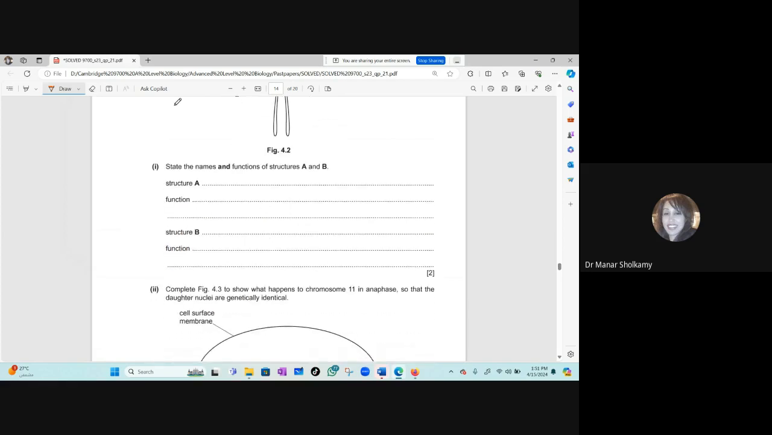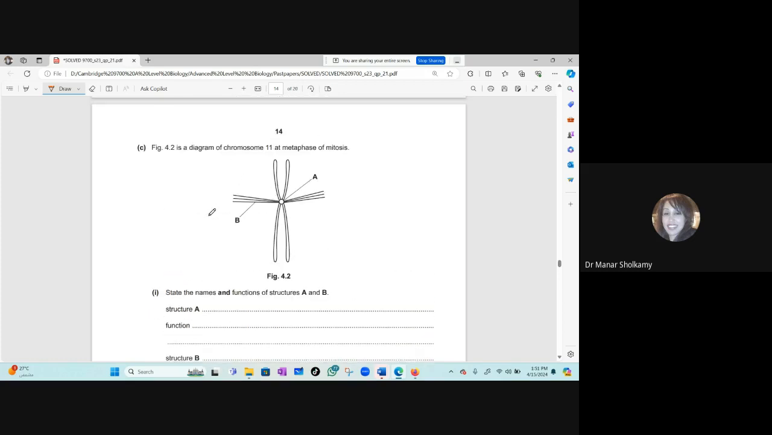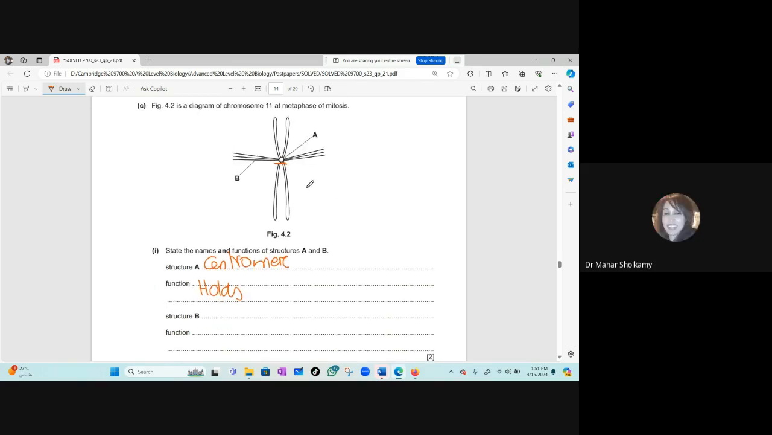Okay, Adham. What is structure A, Adham, and what is its function? What is A, my dear? Centromere. Excellent. What's the function of the centromere? It holds the two sister chromatids together. Yes, it holds them together. It holds them in the metaphase plate, whatever.